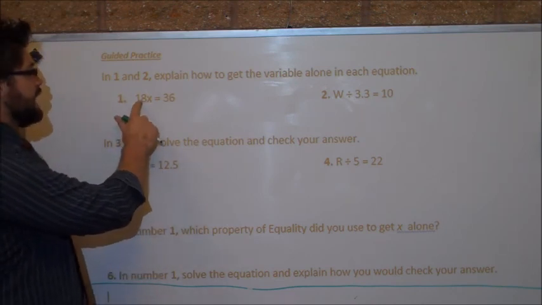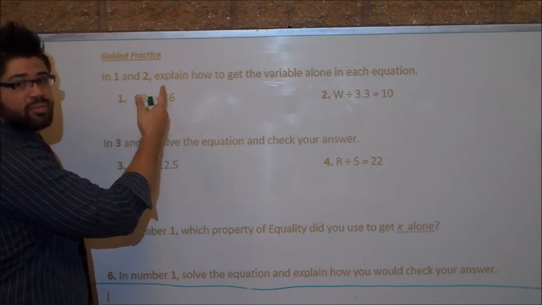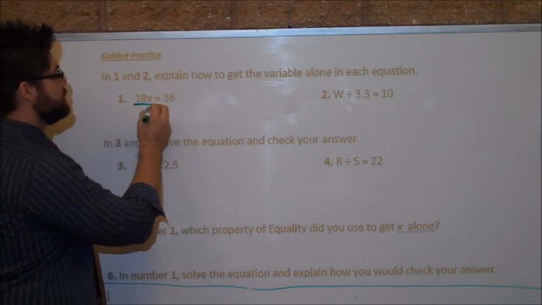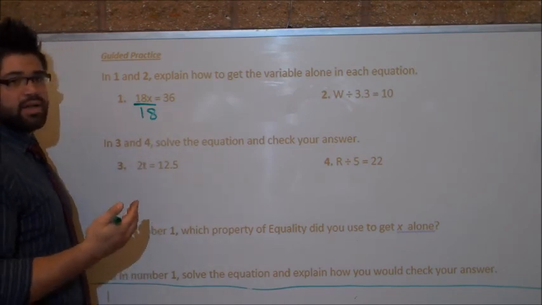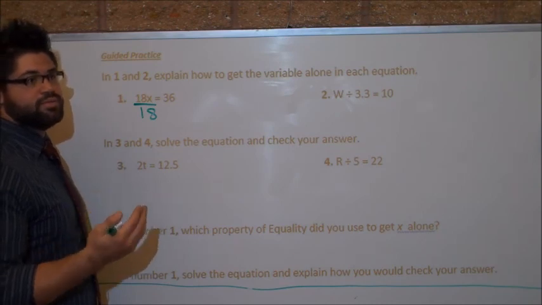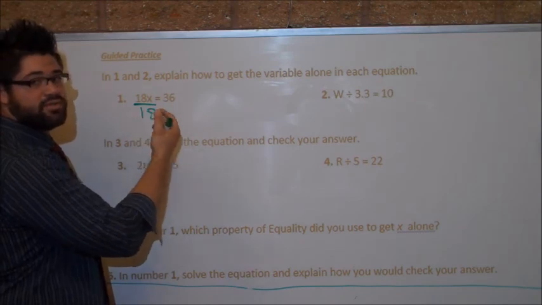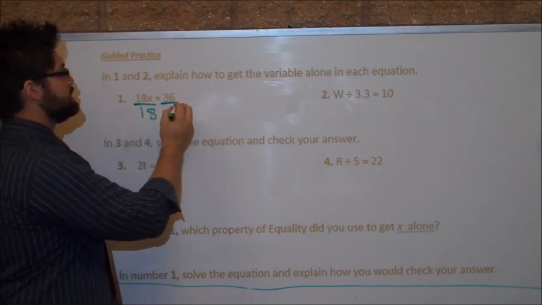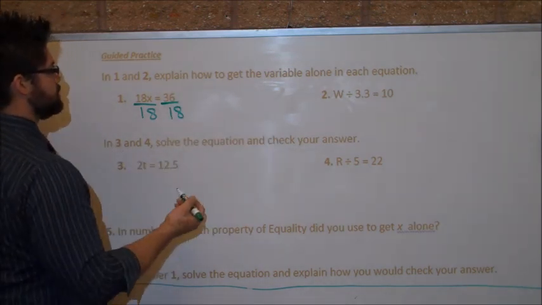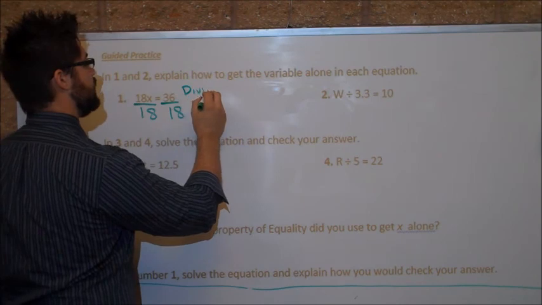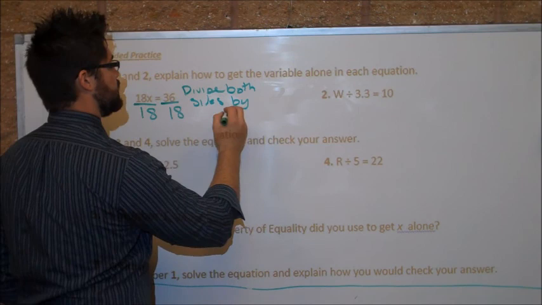So for this one, if we're taking 18 times x to equal 36, then to get x by itself, I'm going to do the opposite, the inverse. So I'm going to divide by 18. Remember, the equality property of division tells us that when we do one thing to one side, we have to do it to the other if we're using division. So if I'm dividing one side by 18, I have to divide the next side by 18. So explain how to get the variables alone in each equation. All you need to do is divide both sides by 18.